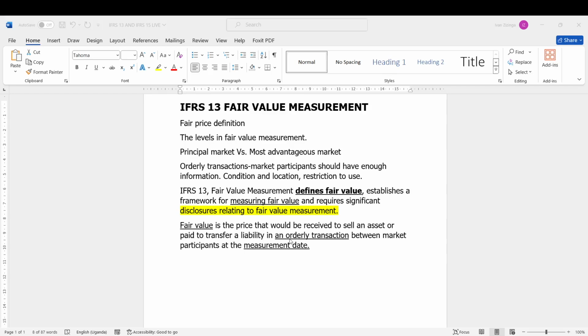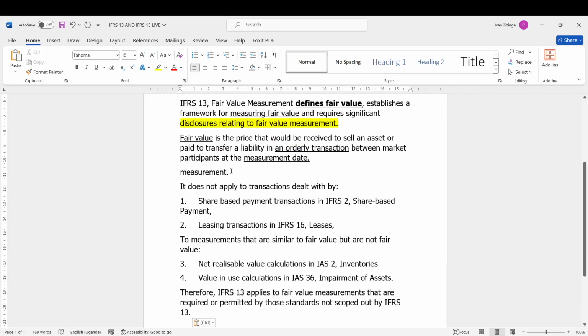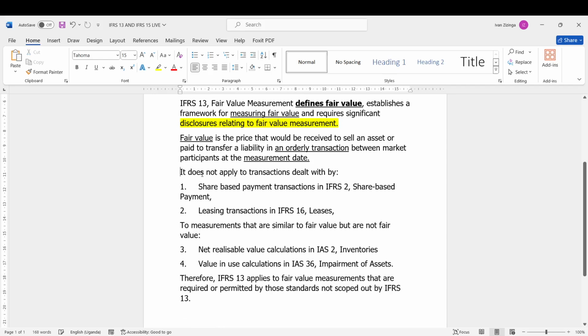So let me share with you those standards where we do not apply IFRS 13. And basically the reason is the respective standards provide a mechanism on how we can determine those specific prices. Okay, let me share it here. So we can say, okay, it does not apply to transactions dealt with by... someone wants to join, I know. Let me help them in.